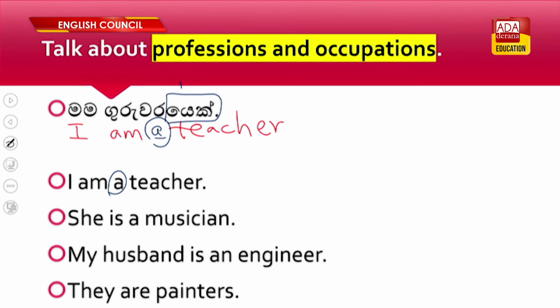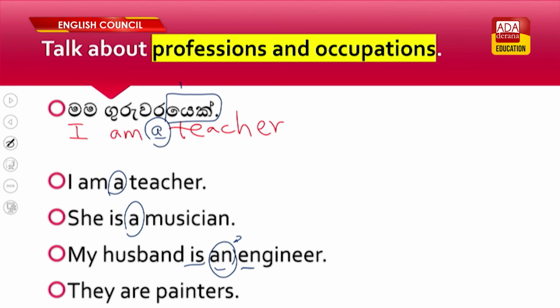Look at the screen. Now, similar sentences you will see here. She is a musician. She is a musician. My husband is an engineer.